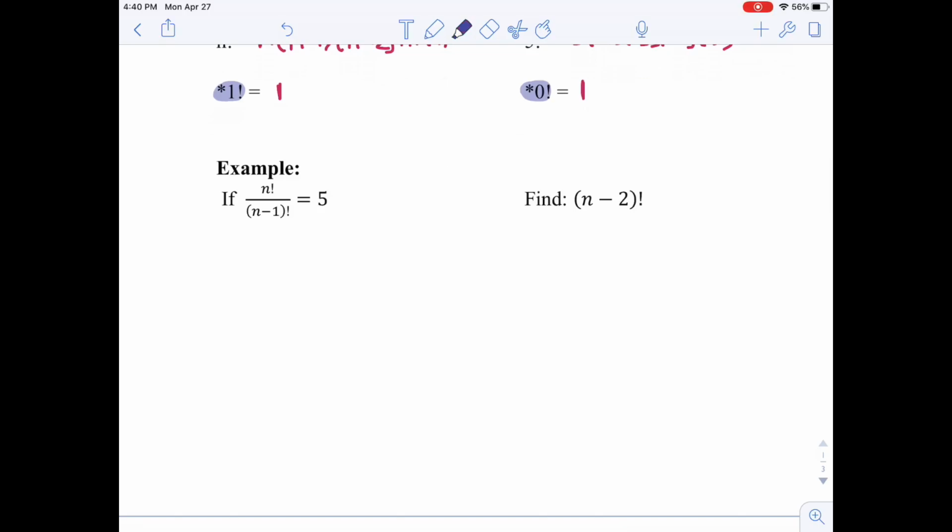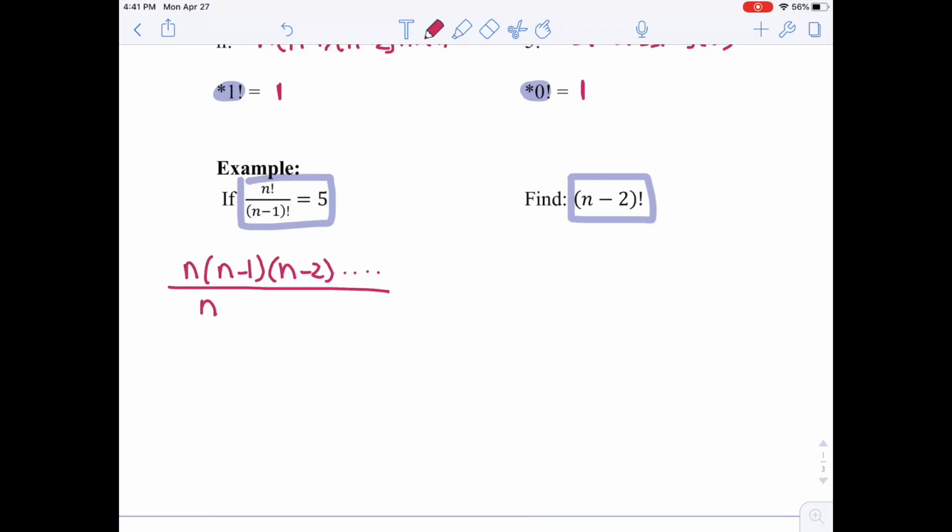Okay, next one here, we're looking at an example. We need to use this problem here to help us solve this problem. So what we need to do is find what n is. So let's think about that expression on the left. That means n times n minus 1 times n minus 2, and keep going. Well, if you think about the bottom, this is n minus 1 factorial. So starting at whatever n minus 1 is, then times n minus 2, and keep going. So what's really going to happen there is cancel out all of that, and we just notice that we're left with n equals 5.